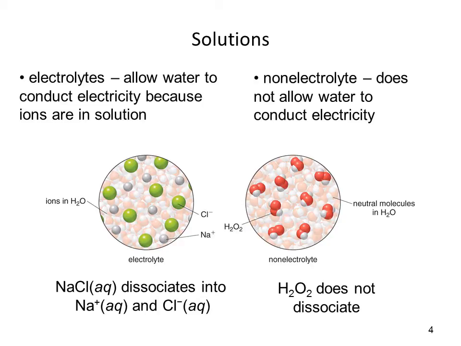So there's two different types of things that will dissolve in water. There are electrolytes, and when they dissolve in water, they dissociate into ions. They break apart into ions. And then there are non-electrolytes that dissolve by a different mechanism that we're going to look at, and that's called hydrogen bonding.